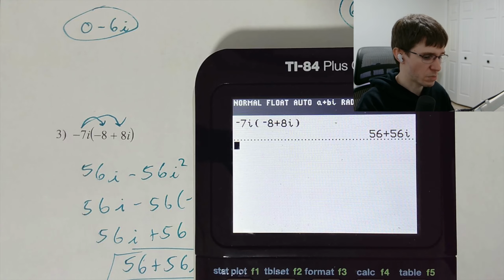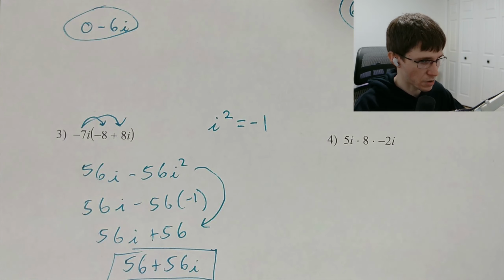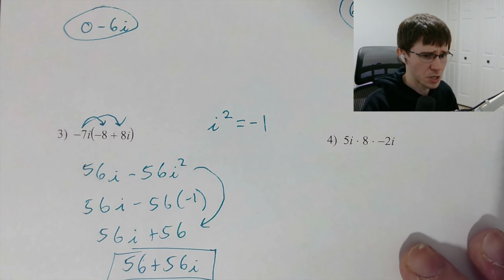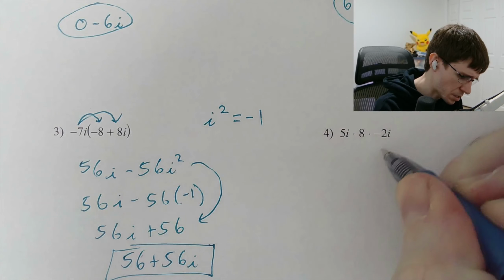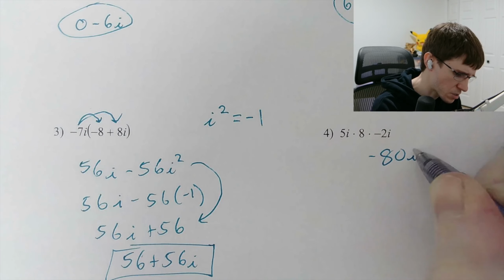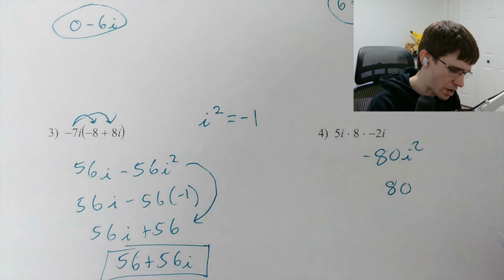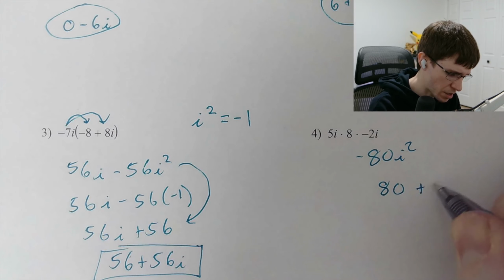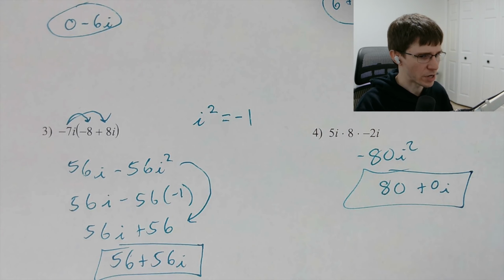You do need one step of work on these questions for that reason, because otherwise the calculator will just do everything for you, and I can't give you credit if you only throw it into the calculator. All right, so continuing on here, 5 times 8 times 2 is going to be negative 80, and then i squared there. So i squared is negative 1, so this is going to become positive 80, and then don't forget to write it in that a plus bi format. Nice and neat. Let's keep on moving.